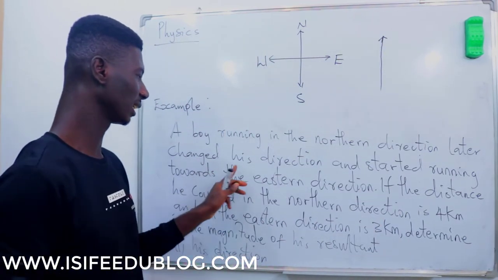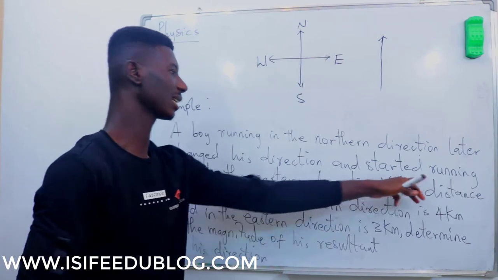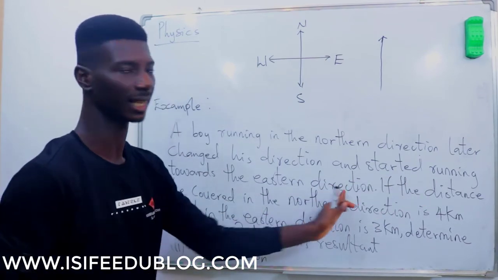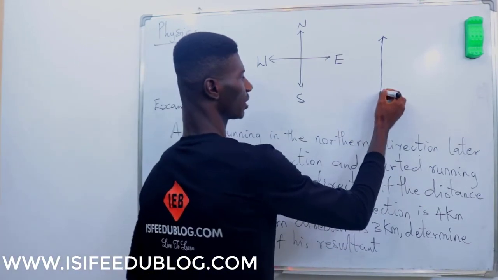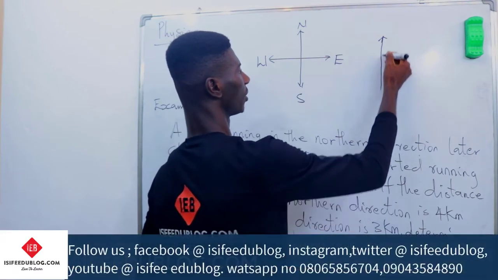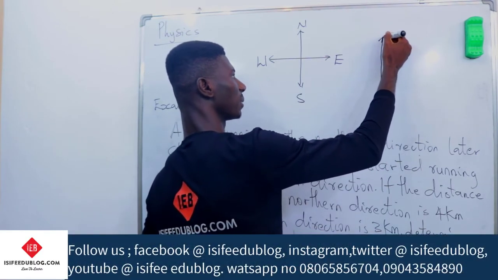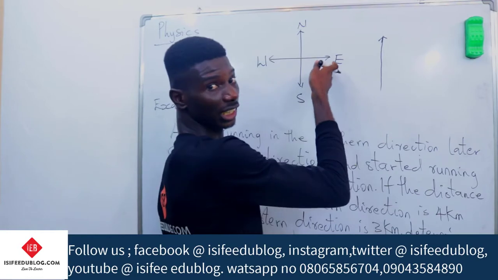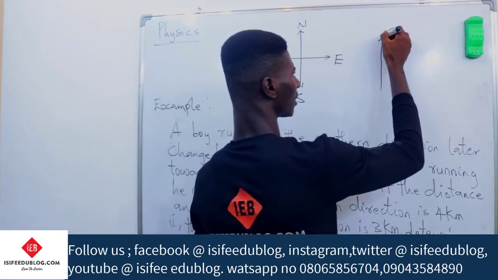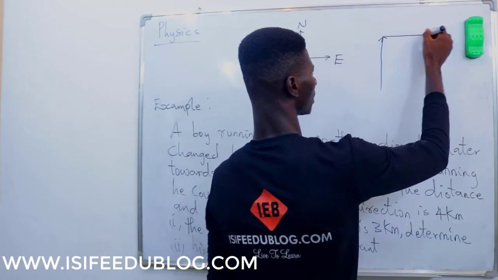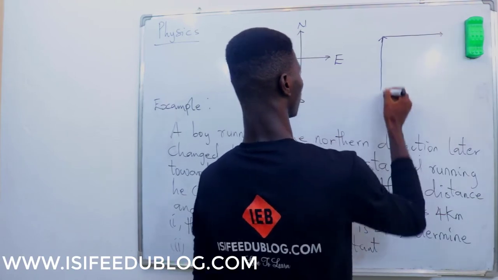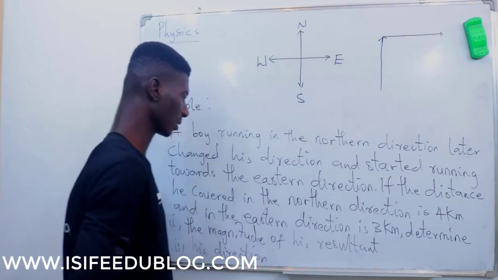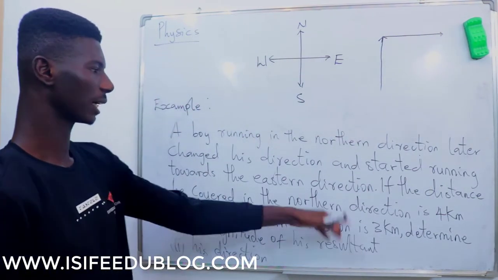Later he changed his direction and started running towards the eastern direction. This is where the boy started his journey, running towards here. Now from here, he changed towards the east side. This is the east. From north, now towards the east side. Now we have the eastern direction.